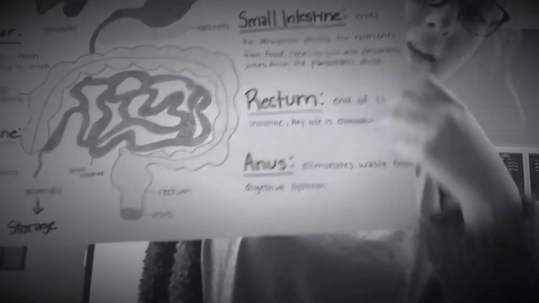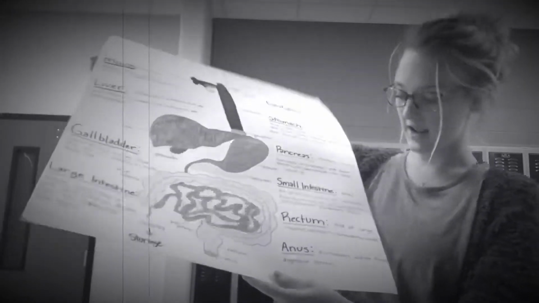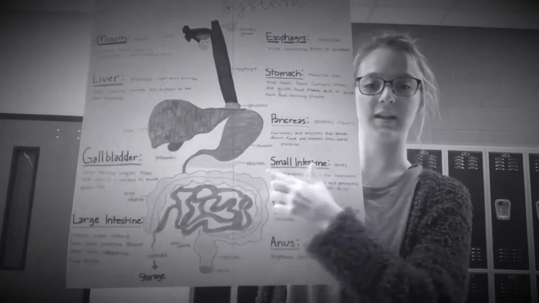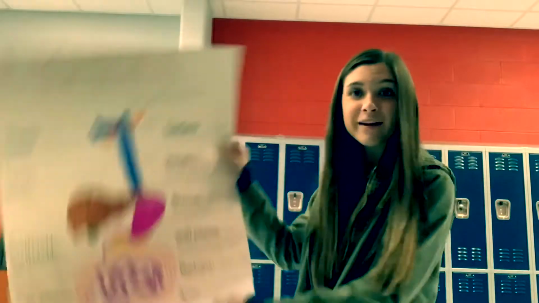And the next one we have is the rectum, which is this big pouch right here. Its job is to eliminate the waste. So it will take it from the large intestine and just send it out. And our favorite part of the digestive system is the anus. The anus is where you will excrete all of your waste.